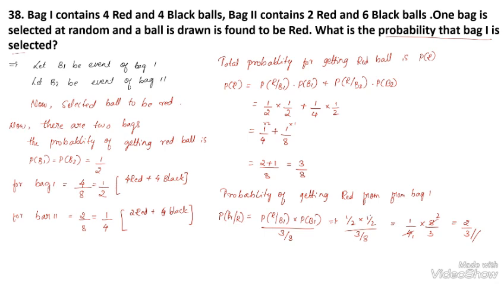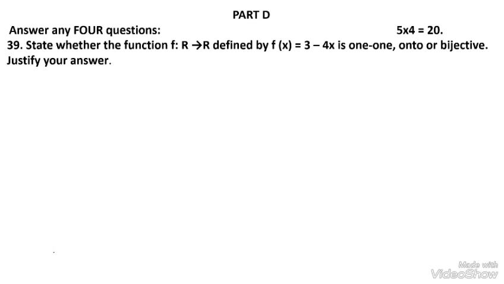Up to this much, part C is completed. Okay, let's move on to part D. Here, part D mainly contains 5 marks questions. Each question carries 5 marks. There are a total of 7 questions, and out of 7, we have to solve only 4 questions.